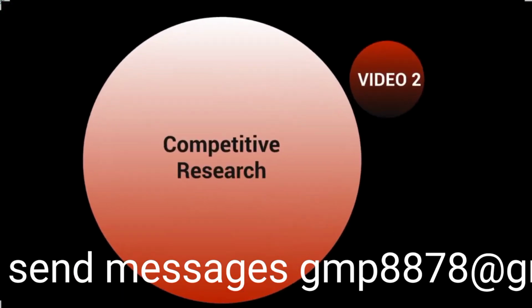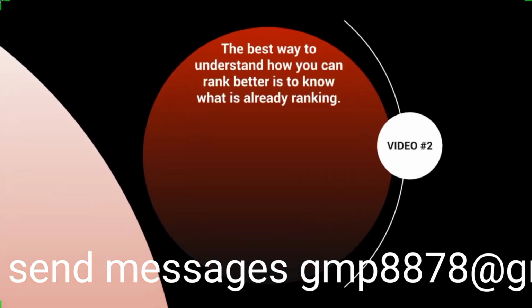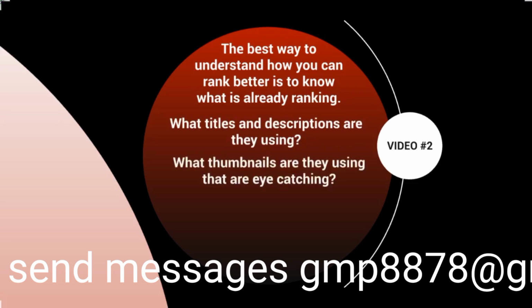So let's talk about competitive research. You see, the best way to understand how you can rank better is to know what is already ranking in your niche or your market. So what we want to do here is we want to analyze the videos that are on the top. And I want you to specifically look at what titles, what descriptions are they using, and what thumbnails are they using that are eye-catching. And what is the user experience like when you click through those videos?